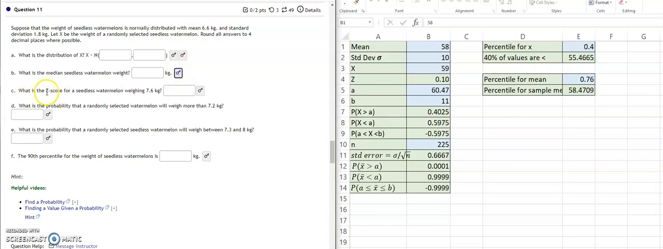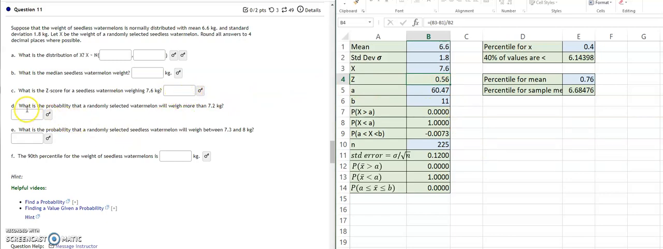Next, it wants to know what is the z-score for a seedless watermelon weighing 7.6 kilograms. So we need to be able to calculate that, finding whatever z-score comes here. So we need to put the mean of 6.6. Then we need the standard deviation of 1.8. And the x value that we're looking at is 7.6. So we get a z-score of 0.56, and that's the value that we're going to put right here.